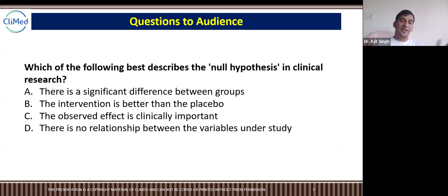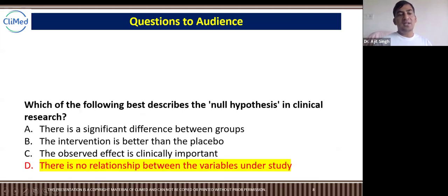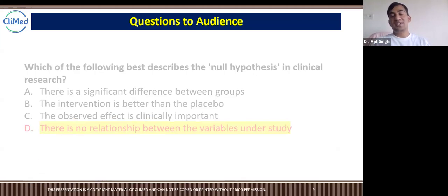See, we can take 2-3 lectures on null hypothesis. But I was just describing it very briefly, so you can understand a little bit what is null hypothesis and what is relative risk. Okay, fine, right? So the correct answer here is no relationship. There is no relationship between the variables under the study.